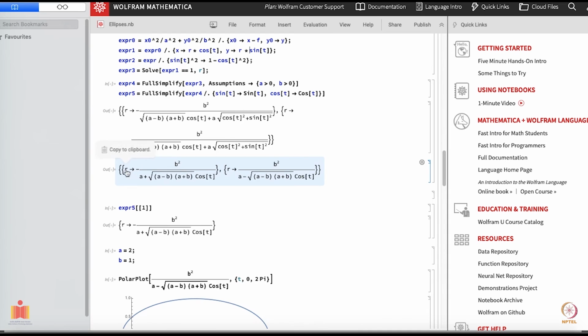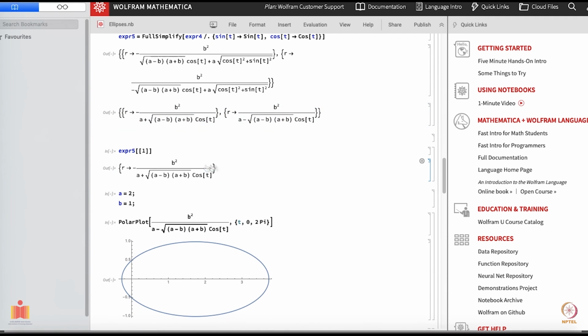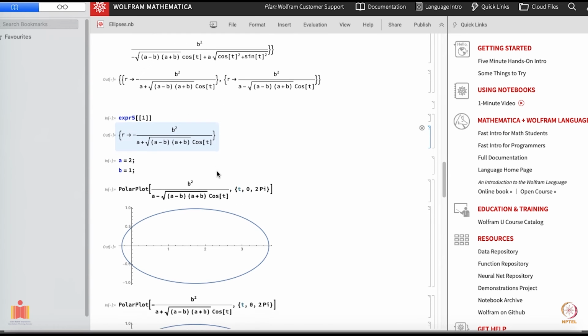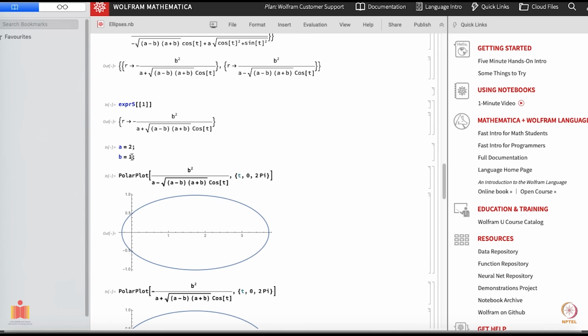So it gives me two results: r equal to minus b square over a plus this thing times cos t, and r equal to b square over a minus this thing times cos t. Okay, I have just extracted out the first piece. I could also remove the curly brackets, but I have just copy pasted. Next, I'm putting a equal to 2, b equal to 1. We wanted to choose b to be smaller than a, that's why I have chosen these numbers.